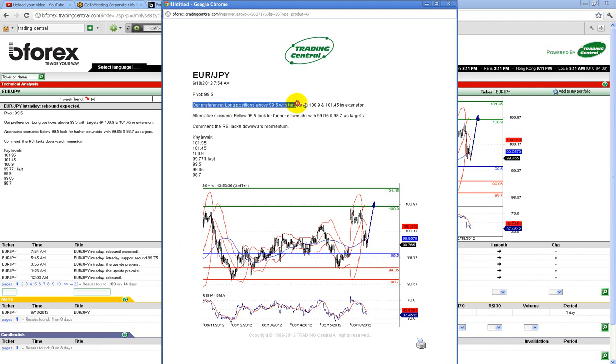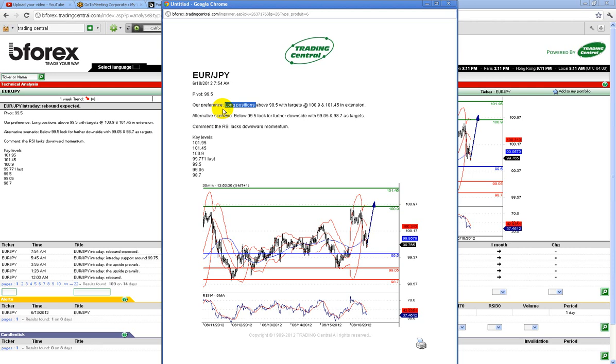Here we have our preference. Now this is the position that you will be taking. Alright, our preference: long positions. Whenever you see that there's long positions, it means buy. Buy the position at any rate possible, or any rate that you choose. So long means buy. Whenever you see short positions, it means sell.